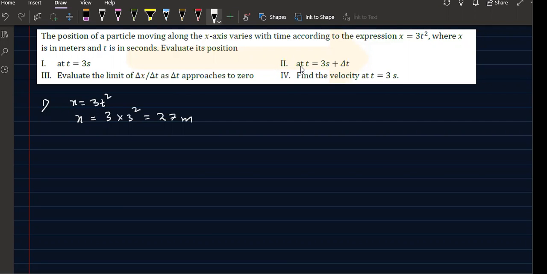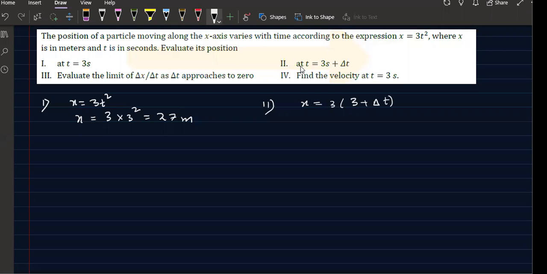Okay. Now the second one, tell me, the second one. At t is equal to 3 s plus delta t. So just put the value, right? This is the basic definition of a function. You don't have to be confused. So this is your 3 seconds plus delta t. So put x is equal to 3 into, instead of t, just put 3 plus delta t.